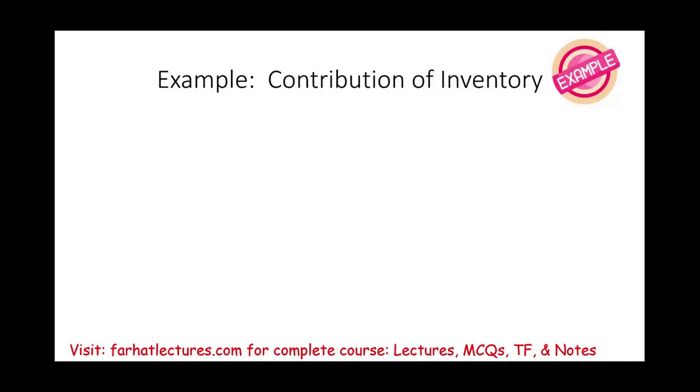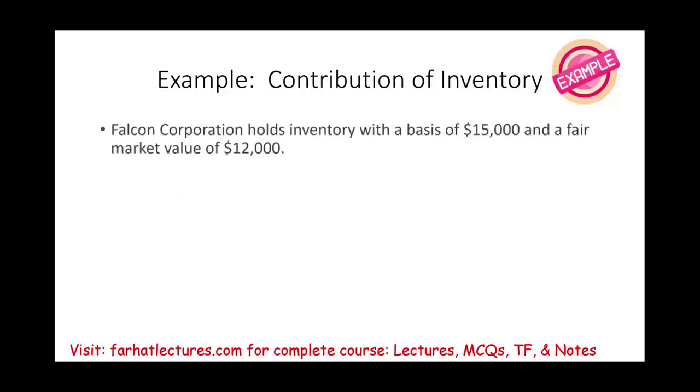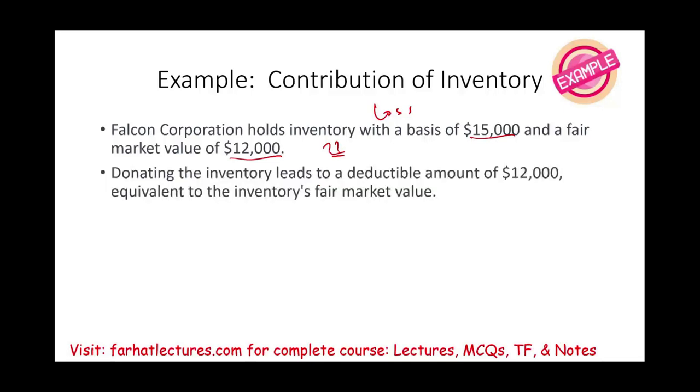Inventory is what? Ordinary income property. Falcon Corporation holds inventory with the basis of $15,000, fair market value of $12,000. What does that mean? It means this asset, if they sell it today, they incur a loss of $3,000. Donating the inventory leads to a deduction of $12,000. Why? Because this is ordinary income property. The lesser of fair market value or basis, the lesser is fair market value.